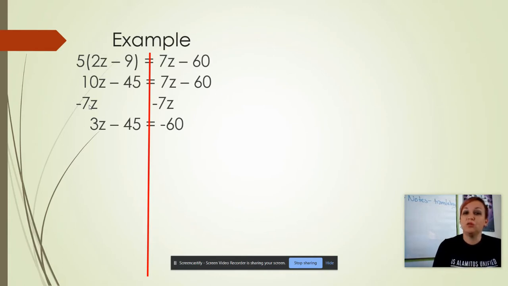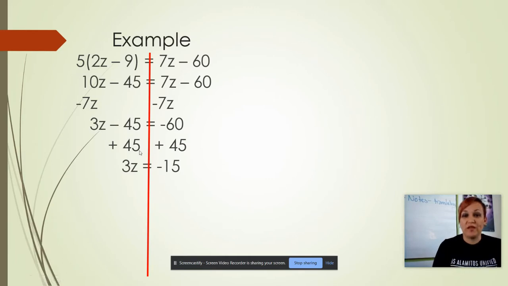We will continue like we did on the previous example. I now have my letter z. I need to get it by itself, which means I will end up needing to move the 3 and the negative 45. I always will start by moving my adding and subtracting. Since it's already a negative 45 and I need to do the opposite or the inverse of that, I will be doing a positive 45, because negative 45 and positive 45 will cancel out.